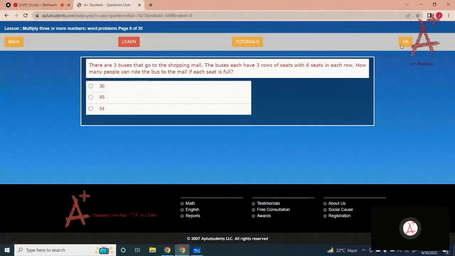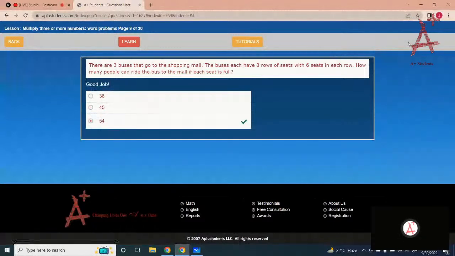Okay, the next one is, there are 3 buses that go to the shopping mall. The buses each have 3 rows of seats with 3 seats in each row. How many people can ride the bus to the mall if every seat is full? So you have to do 3 times 3 times 6. So 3 times 3 is 9, and 9 times 6 is, yes, it is 54. So select the correct option and click on the OK button.